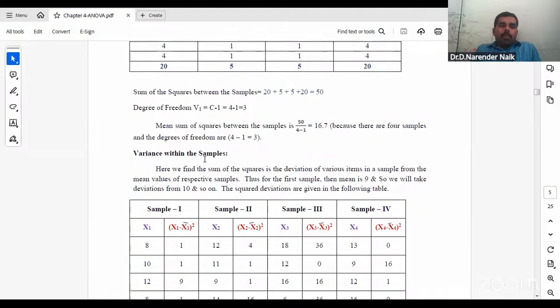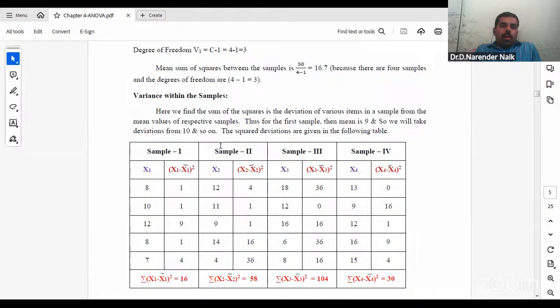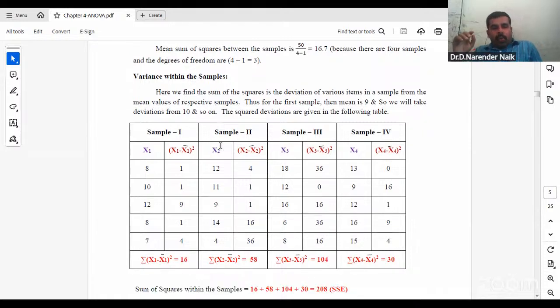Now we are going to do within samples. Here, find the sum of squares of deviations of various items in a sample from the mean values of the respective samples. Thus, for the first sample, the mean is 9, and so we will take the deviations from 9 and so on. The squared deviations are given in the following table.